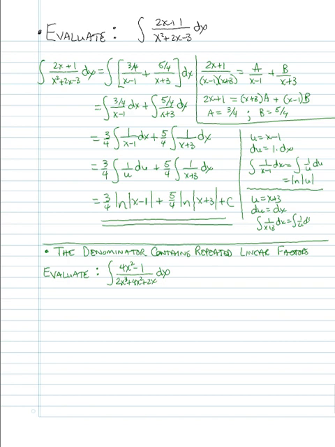The denominator of our integrand contains repeated linear factors, but up here the denominator included only distinct linear factors, is what we might say. None of them are repeated. Distinct linear factors, that's the denominator.